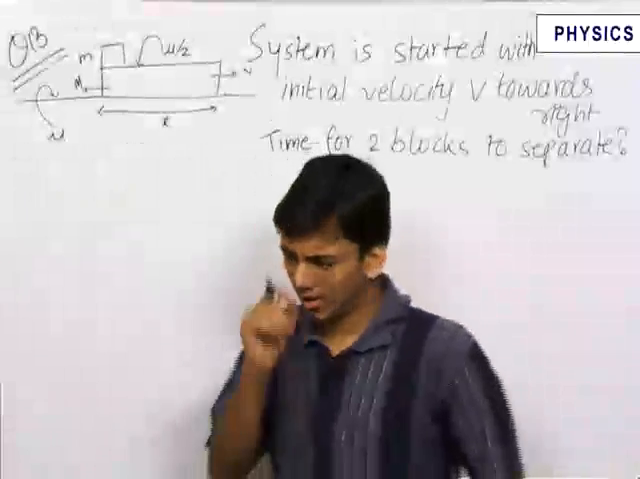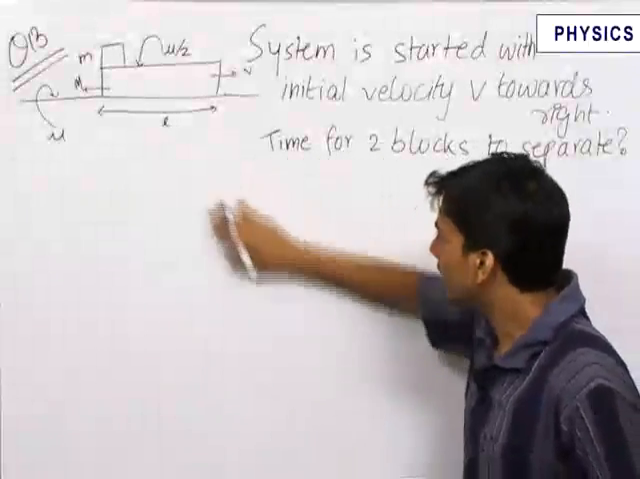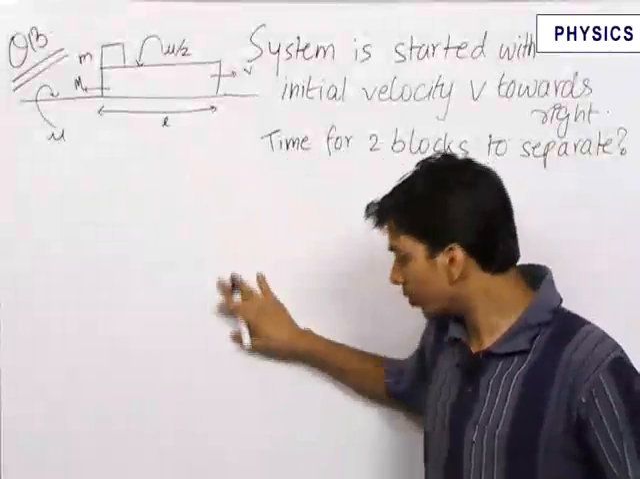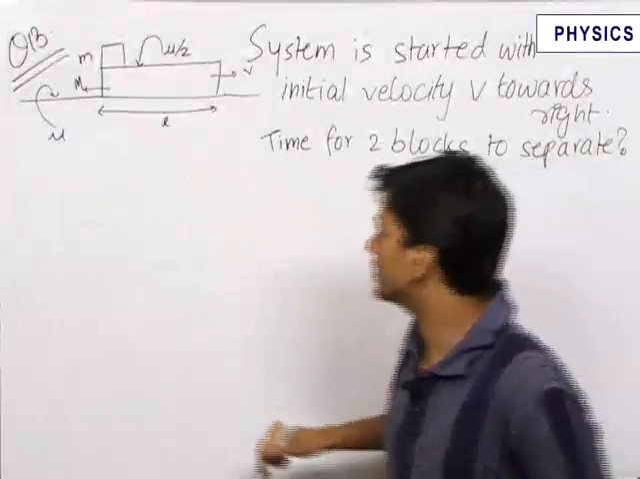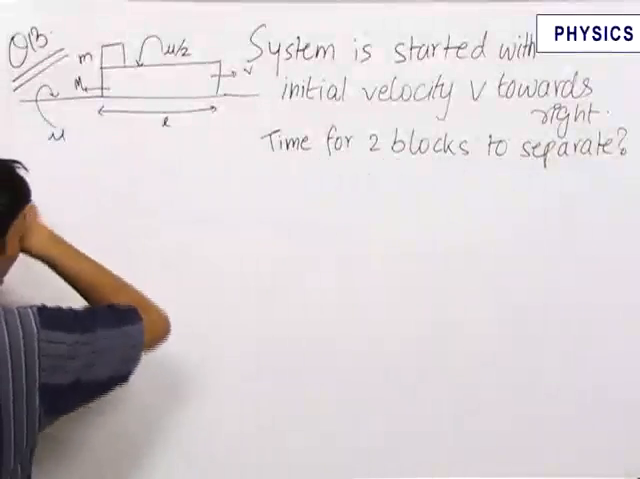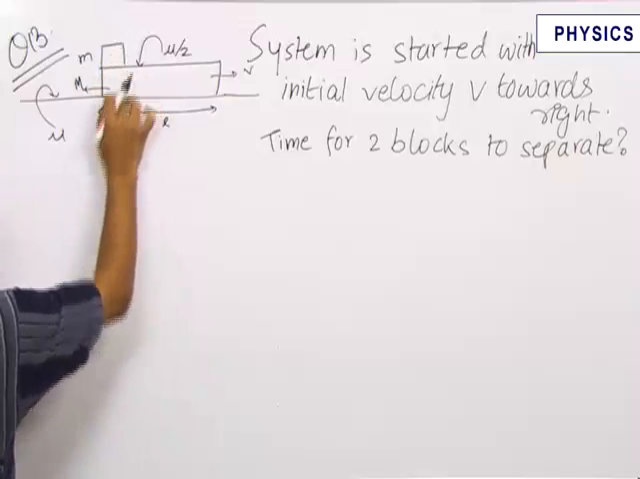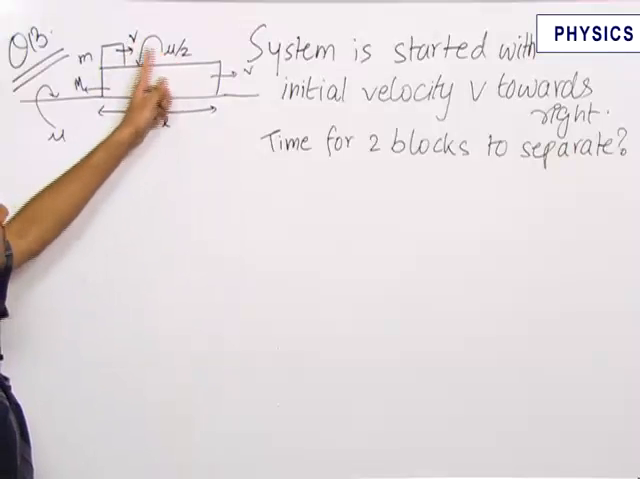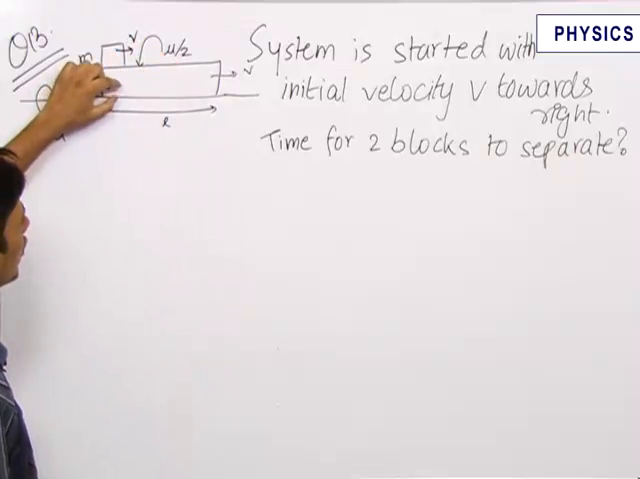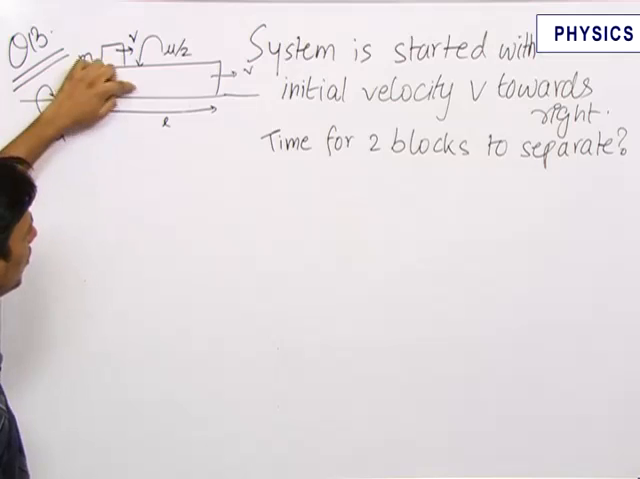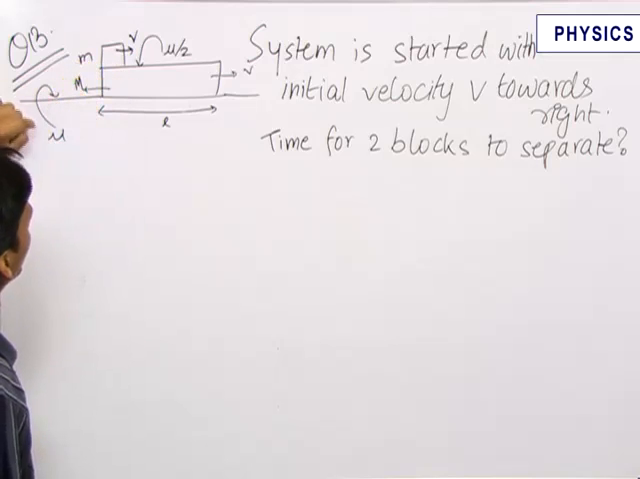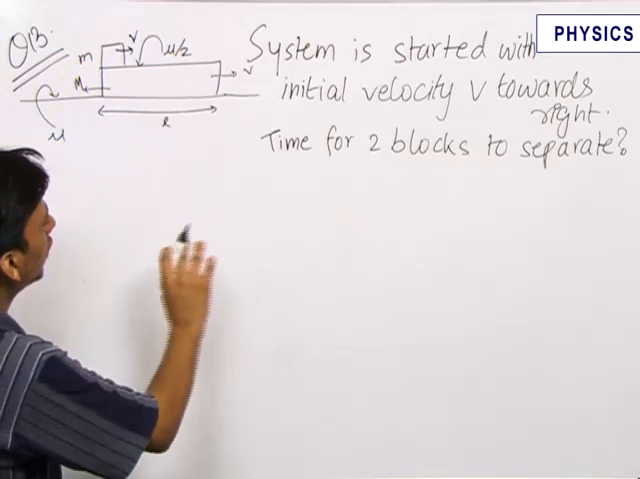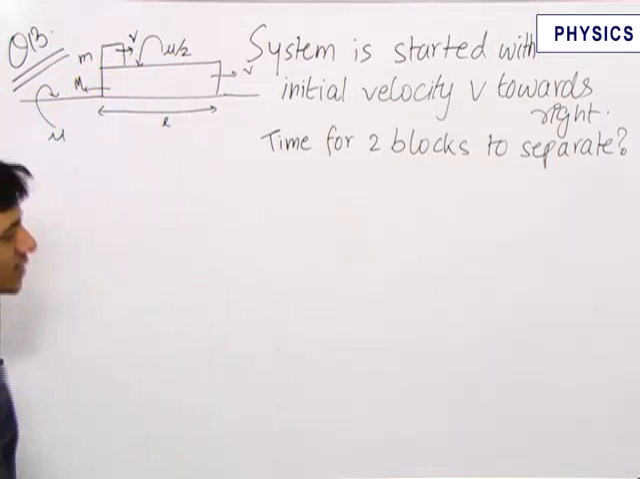This question is a bit difficult, but if you solve it keeping in mind the small things, and don't miss out on the small things, you will get the right answer. Now in this question, both these blocks have been given an initial velocity v in the right direction. The frictional coefficient between these two blocks is mu by 2, and the frictional coefficient between the lower block and the ground is mu. We need to find out the time before the two blocks separate.